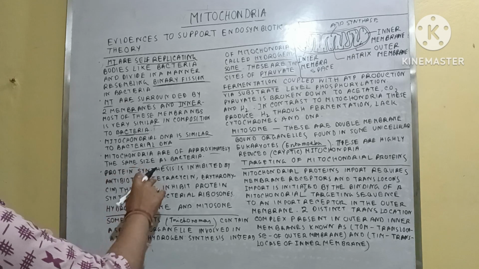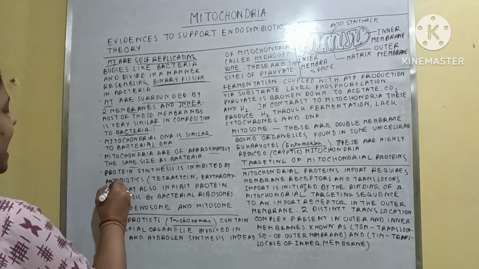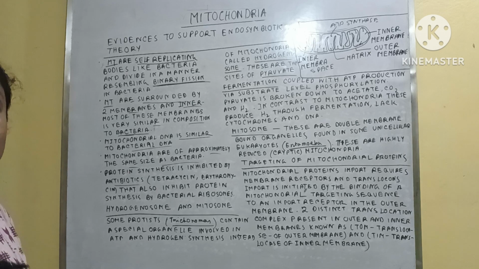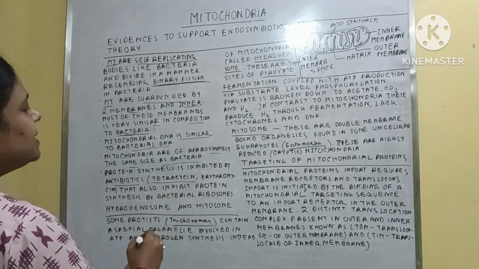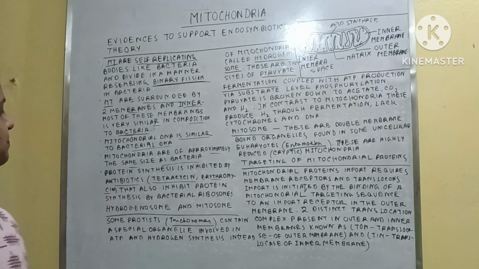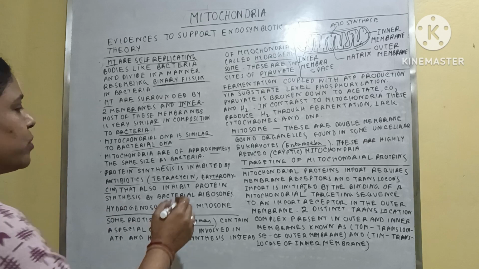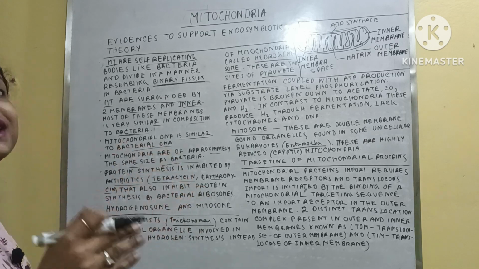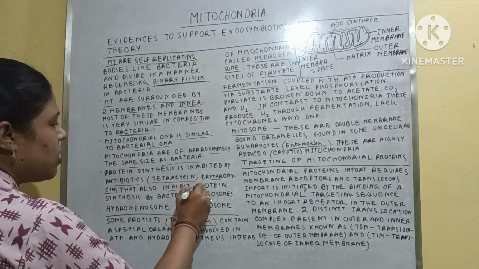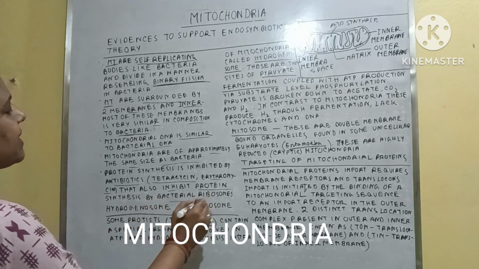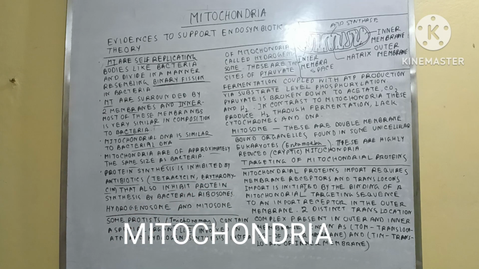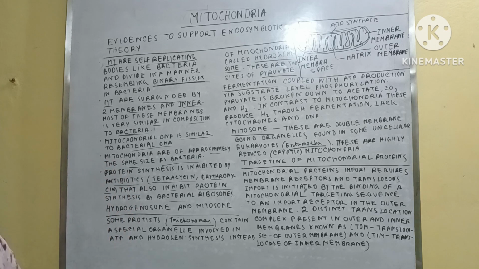And mitochondrial protein synthesis is inhibited by some antibiotics. Which antibiotics? Tetracycline and erythromycin. These antibiotics are responsible for the inhibition of protein synthesis in bacteria. Clear? And this is the last point.